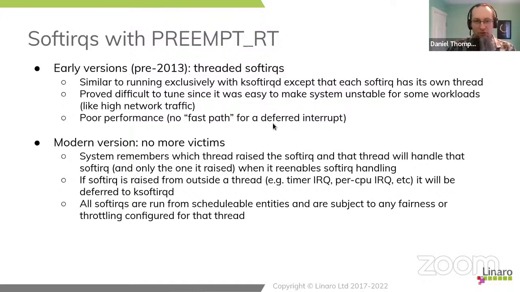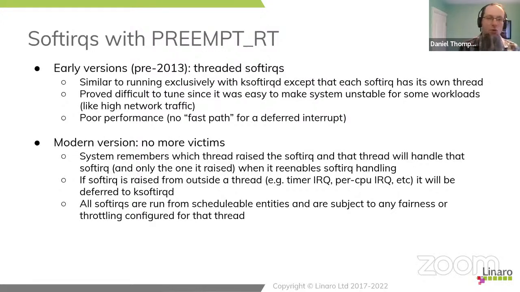And there were also some performance issues associated with it. Soft IQs were introduced to fix throughput problems. And so if you have sluggish scheduling for any reason, they don't do the right thing for you. So the modern version, the current version in Preempt RT, is dubbed No More Victims.